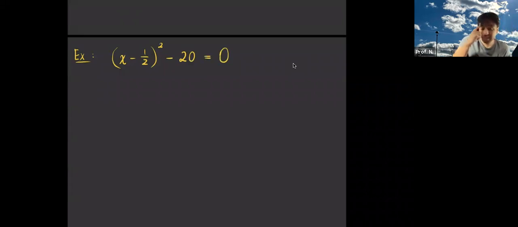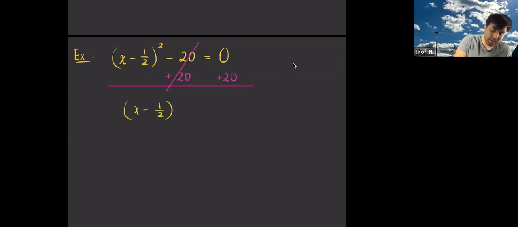I want to solve for x. So add 20, because I have one squared term and one constant, so I can use the square roots procedure. So this becomes x minus 1/2, parentheses squared, equals positive 20. I take the square root on both sides. I get x minus 1/2 equals plus or minus the square root of 20.